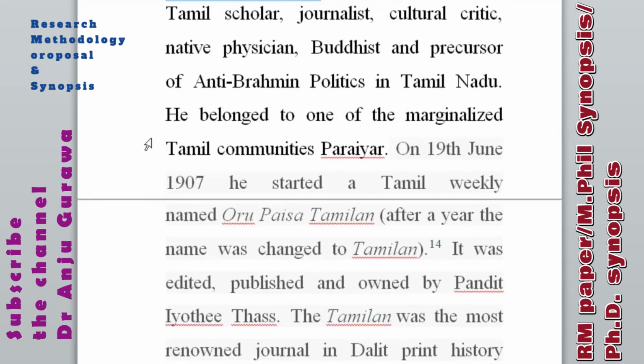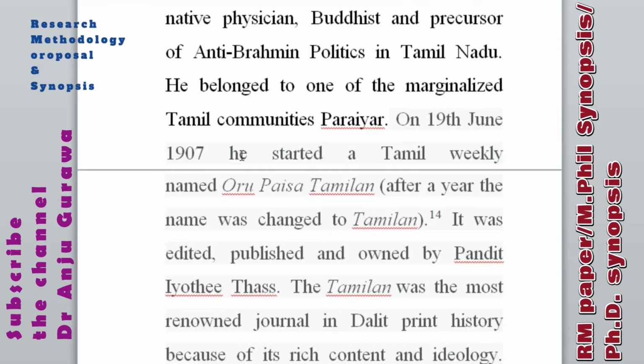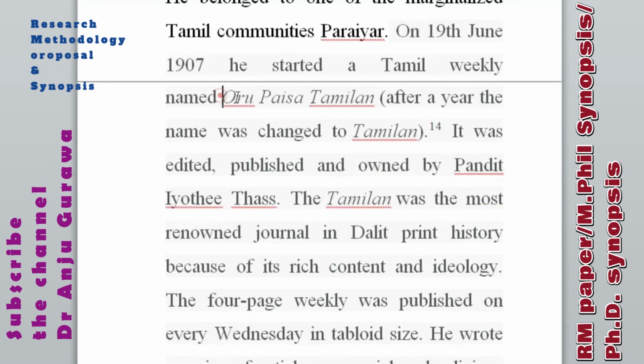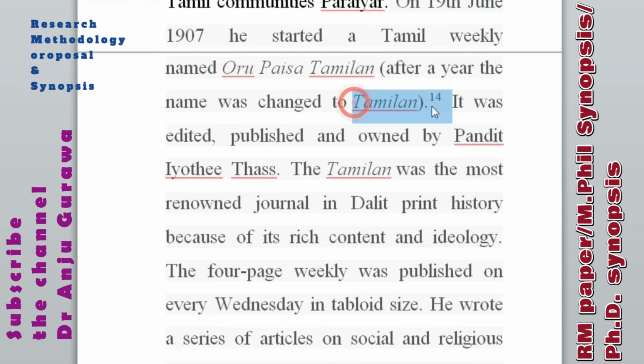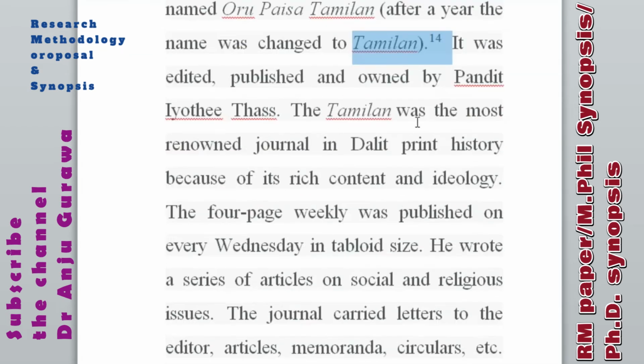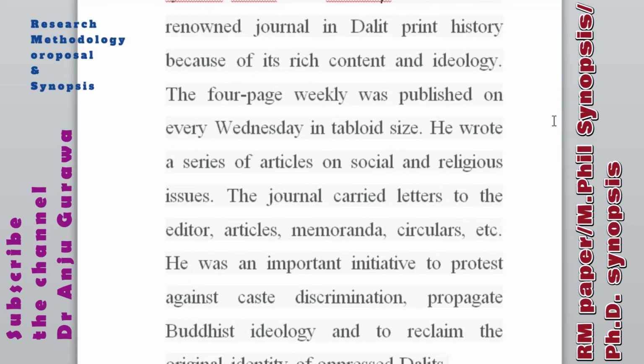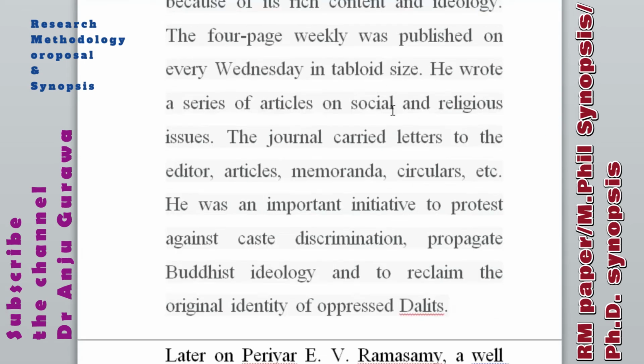Pandit C. Iyothee Thass was the foremost Tamil scholar, journalist, cultural critic, native physician, Buddhist and precursor of anti-Brahmin politics in Tamil Nadu. He belonged to one of the marginalized Tamil communities, before Periyar. In 1907, he started the Tamil weekly Oru Paisa Tamilan. After a year, the name was changed to Tamilan. It was edited, published and owned by Pandit Iyothee Thass.